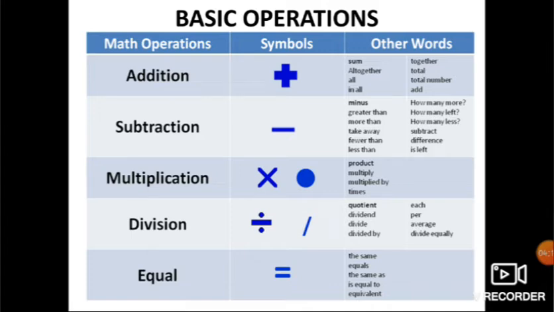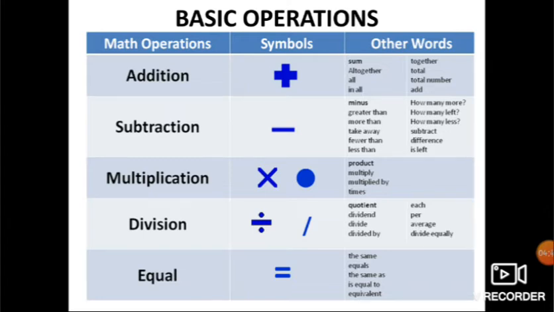And the last one is division. Division, as I mentioned earlier, is denoted by a hyphen with a dot above and below, as well as a slash. The other words for division are quotient, dividend, divide, divided by, each, per, average, divide equally, etc.